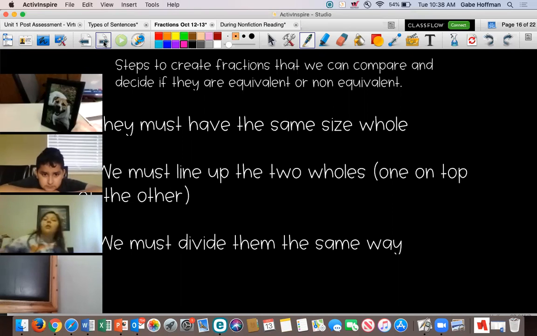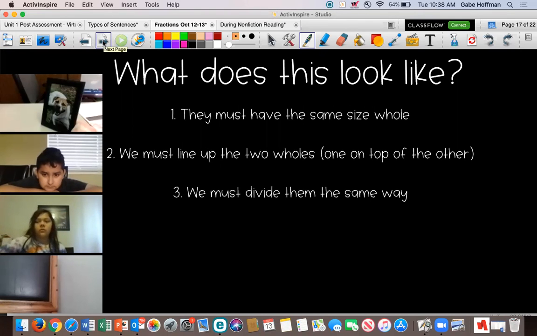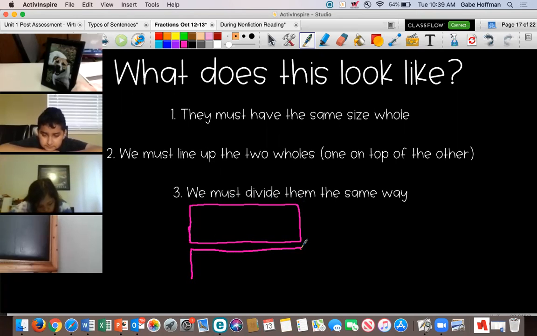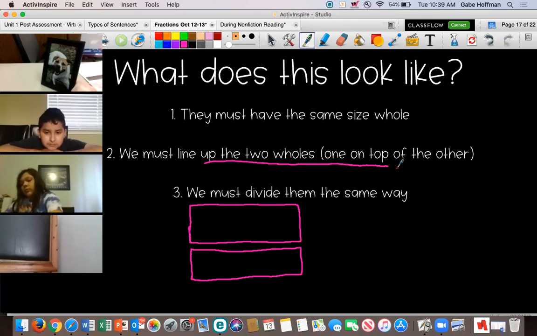Yep, so I'm going to show you guys kind of what I mean by each of these steps. So we all know what it means that they must have the same size whole. That's what we've been doing this entire time. So if I'm drawing two rectangles and I'm going to divide them up and compare them, they have to be the same size as best you can draw. It won't be perfect, but these are the same size as much as I can get it. And then we must line up the two wholes, one on top of the other. So like this, like we've been doing this whole time. These are put one on top of the other. And then number 3 is we must divide them the same way.